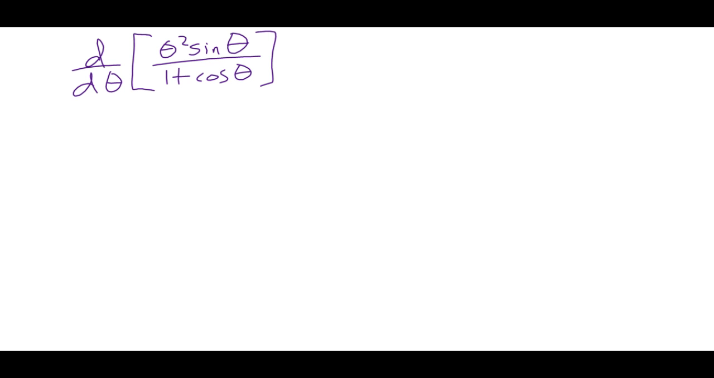I need more room for the next one. So we're going to do d by d theta of theta squared sine theta over 1 plus cos theta. But not only that, we're going to evaluate that when theta is equal to pi over 2.